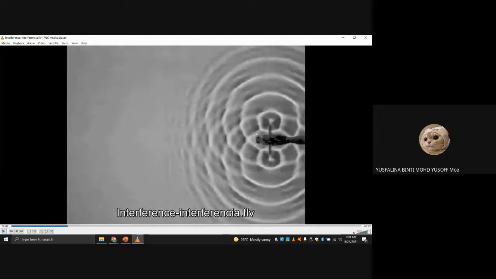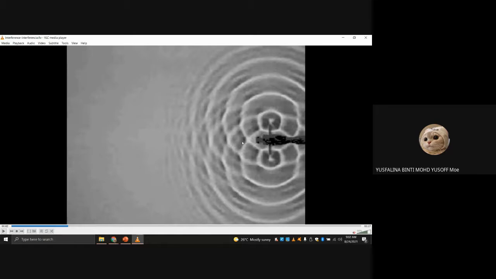So you can see there are two dippers here. The two dippers will vibrate and then produce two waves. At this part, you can see interference occurs. And remember, the bright one is constructive, while the dark one is destructive.